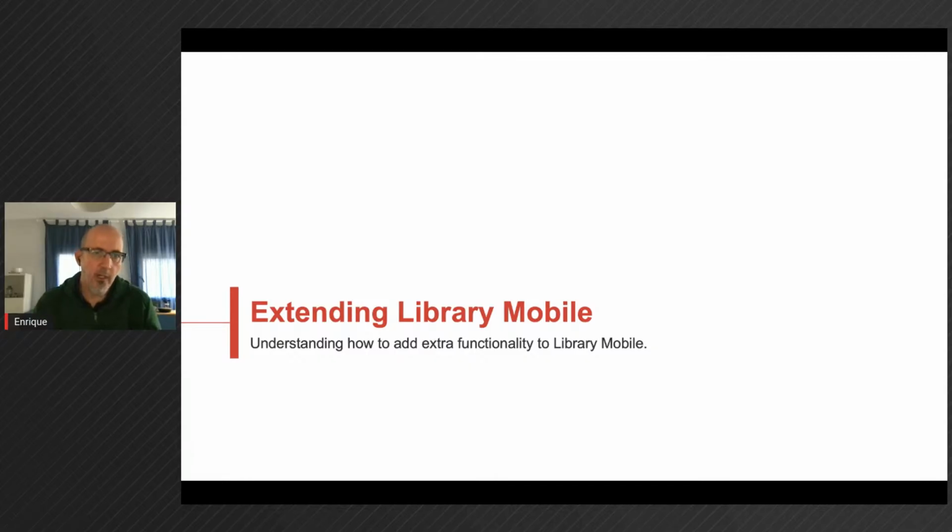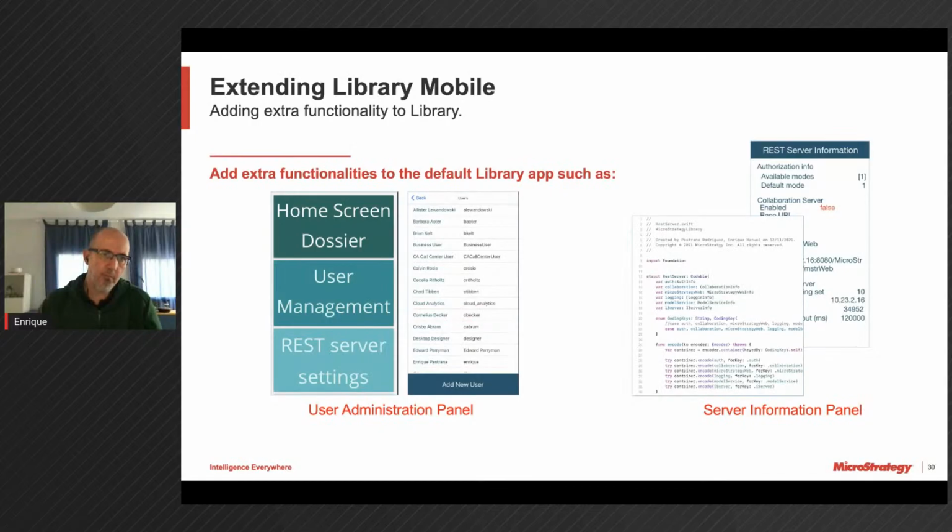Okay, next we will see how we can extend the functionality of the Library Mobile application. A couple of examples of adding additional capabilities to the Library Mobile application could be, for example, adding a user administration panel, which can be used to create, read, update, and delete users from our MicroStrategy environment. Another example could be creating the code to show information about the servers MicroStrategy Library is working on, for example, information about the REST server or intelligence server. Okay, next.